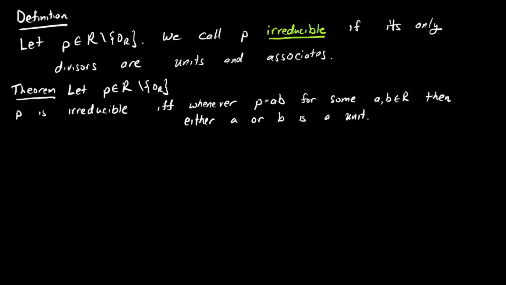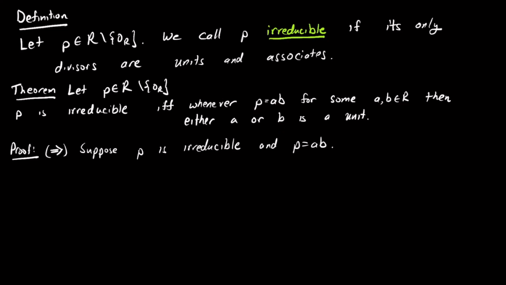Okay, so now we're ready to prove a basic fact about irreducibles. I'll let P be an element of R, a non-zero element, and we're going to show that P is irreducible if and only if whenever I factor P as A times B for some A and B in R, then either A is a unit or B is a unit. So let's start this proof.